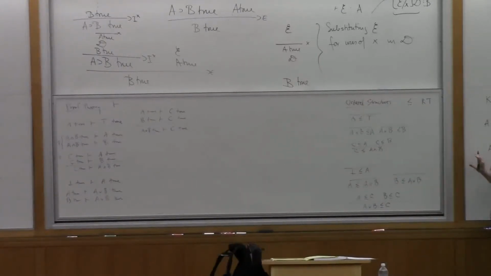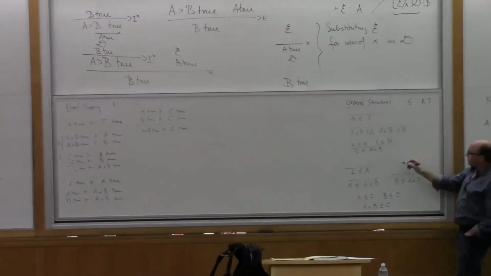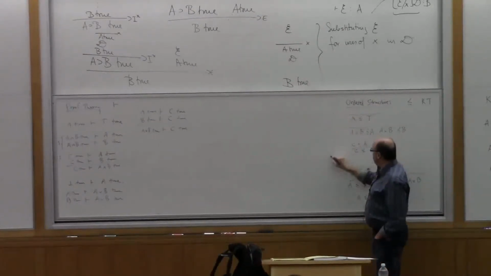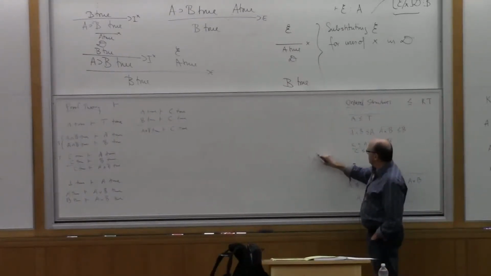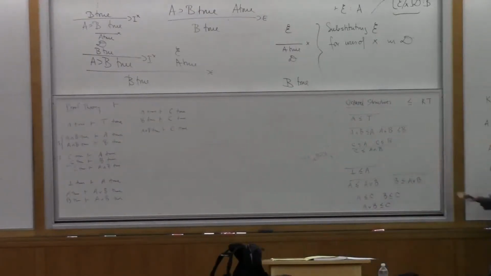And now I didn't quite leave myself enough room. So at this point, we have the structure of a lattice. That's the terminology: a preorder with all finite meets and joins. By definition, that's called a lattice.